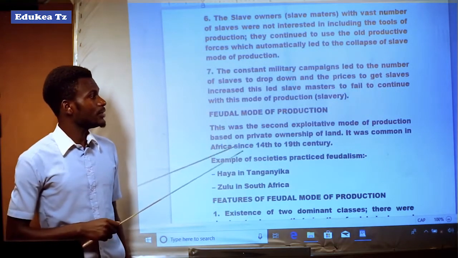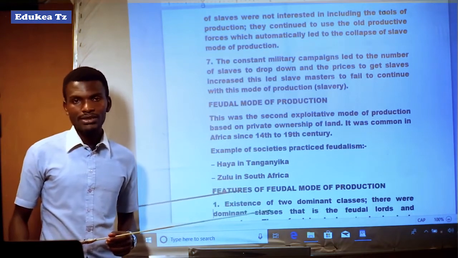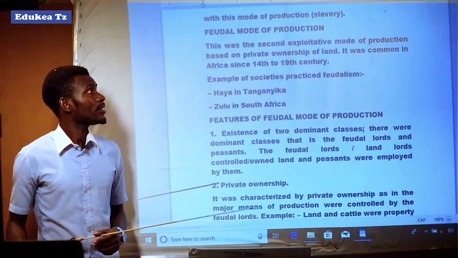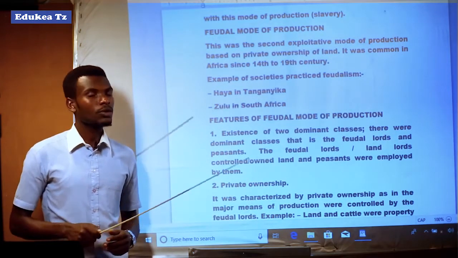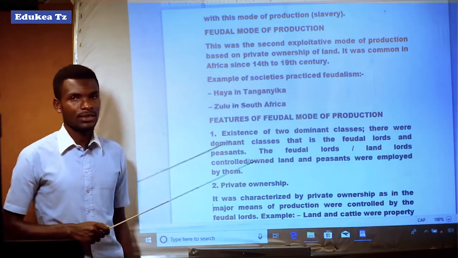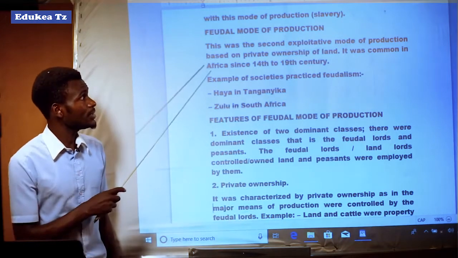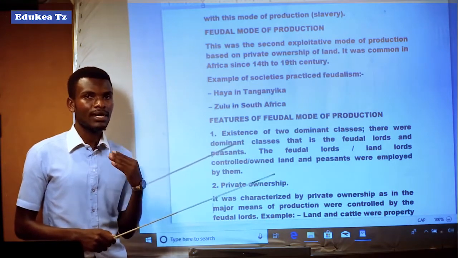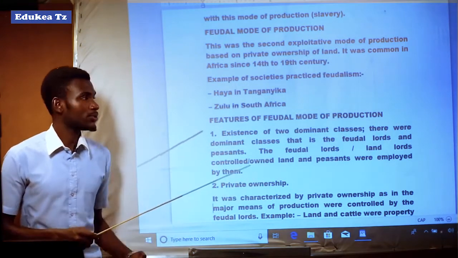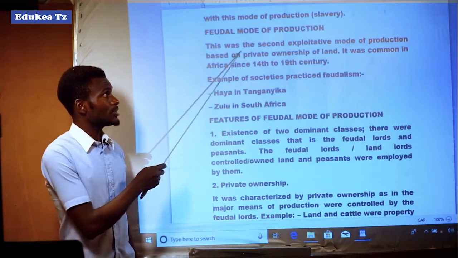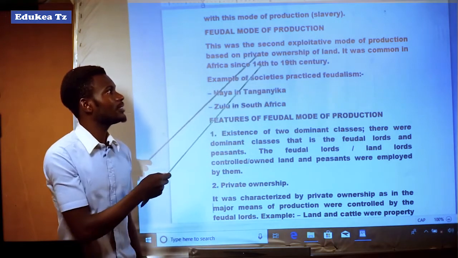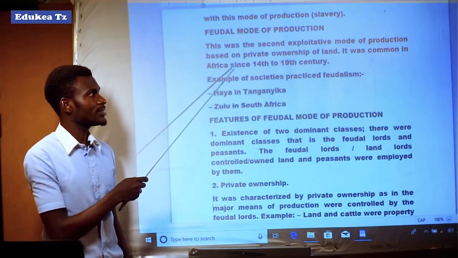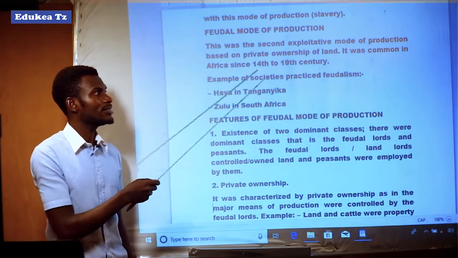So let us see the last exploitative mode of production, the last pre-colonial African mode of production. This is the feudal mode of production. It is the third mode of production in human history. This was the second exploitative mode of production based on private ownership of land. It was common in Africa from the 14th to the 19th century.